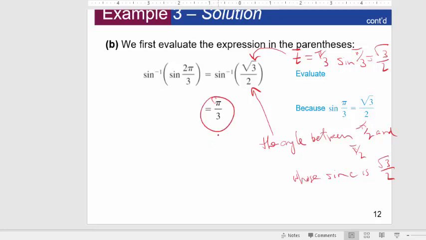All right. These are going to take a little bit of getting used to. Because your original thought there is to just say, oh, those cancel out, so I just get 2 pi over 3 back. The problem with that is 2 pi over 3 is not in the interval from negative pi over 2 to positive pi over 2. So again, these take a lot of getting used to.